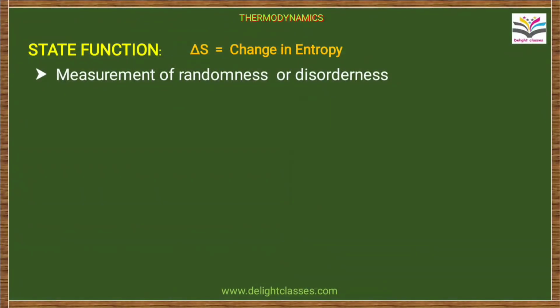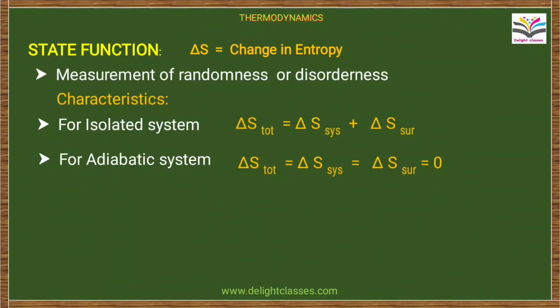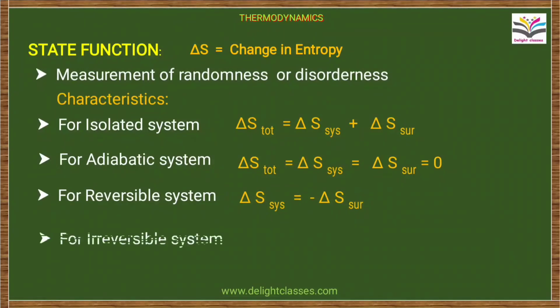Delta S, change in entropy, measurement of randomness or disorderness. Characteristics. For isolated system, delta S total is equal to delta S system plus delta S surrounding. For adiabatic process, all are equal to 0. For a reversible system, delta S system is equal to minus delta S surrounding. For irreversible system, delta S system plus delta S surrounding is greater than 0.